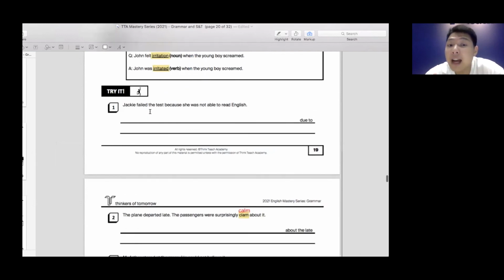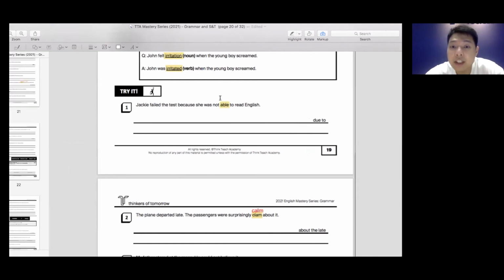Jackie failed the test because she was not able to read English. Now, what I want everybody to do is highlight the word that we need to change, and that word is able. We need to change able to what word? I'm going to change able to ability, or in this case, inability, because of not. So I'm going to change it to inability. Jackie failed the test due to her inability to read English. Got it? Okay, did everyone get this? All right.